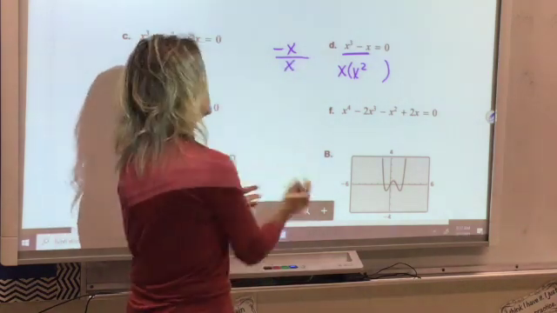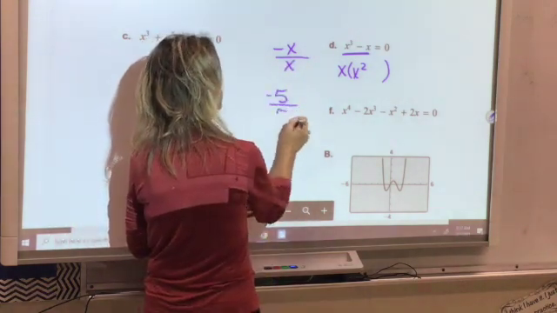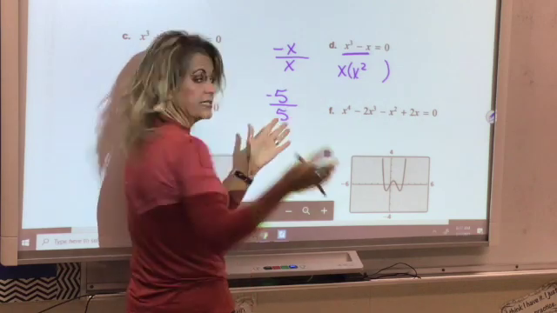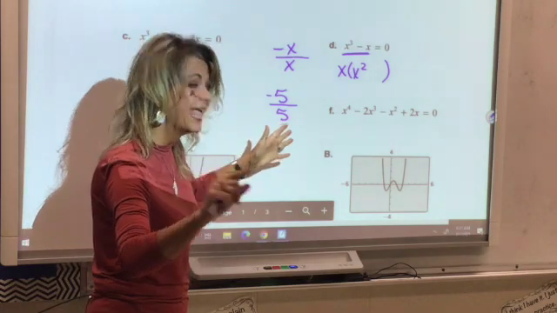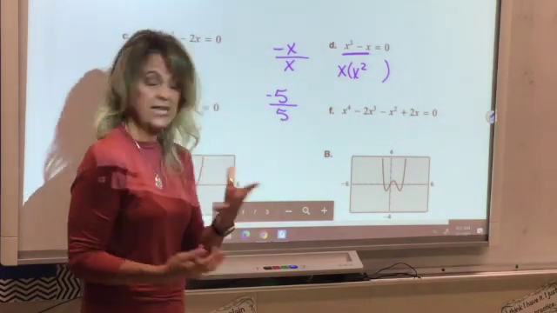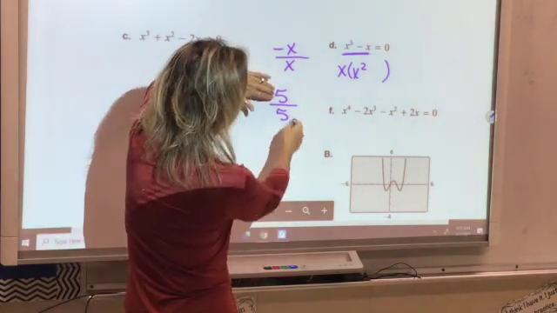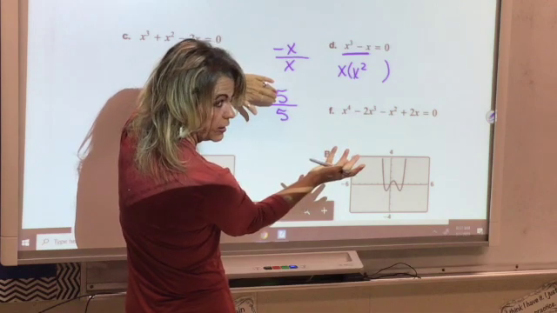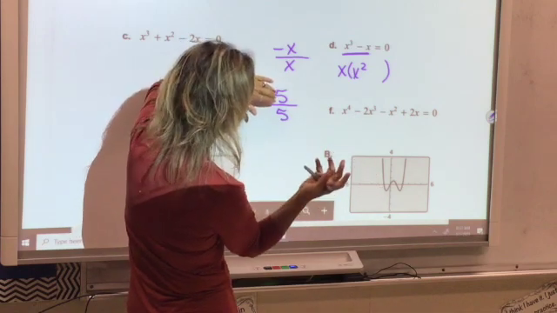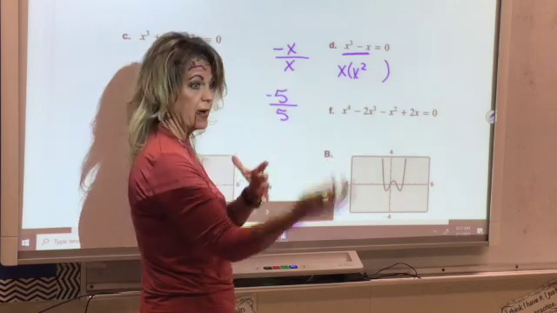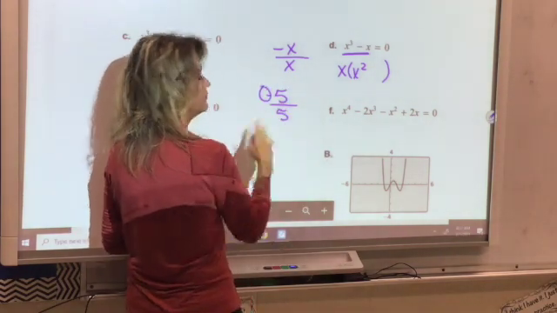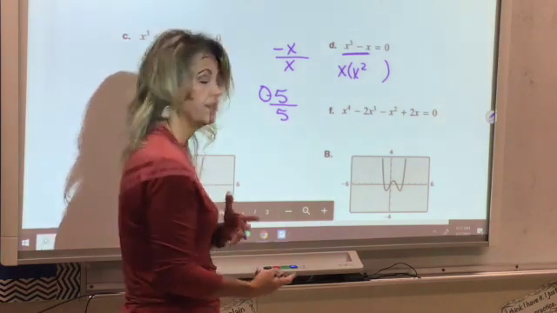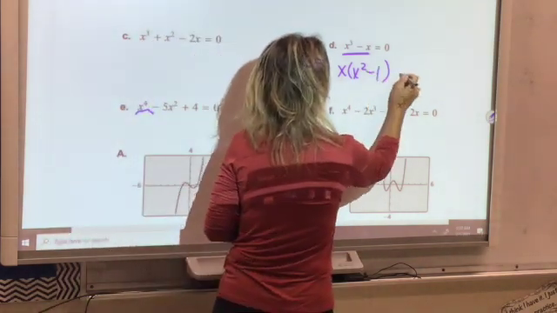So let's think about this. What's a negative 5 over a positive 5? It's a negative 1. So if we stop and think about it, what's 5 over 5? It's a positive 1. So if 5 over 5 is 1, I have a negative 5, so I get a negative 1. So I get x squared minus 1 equals 0.